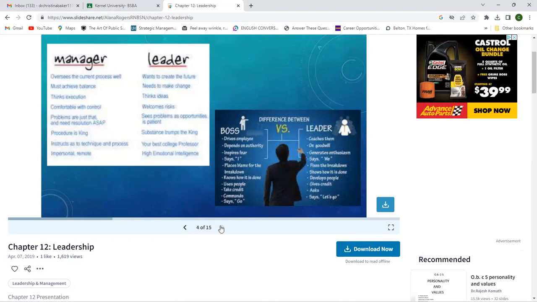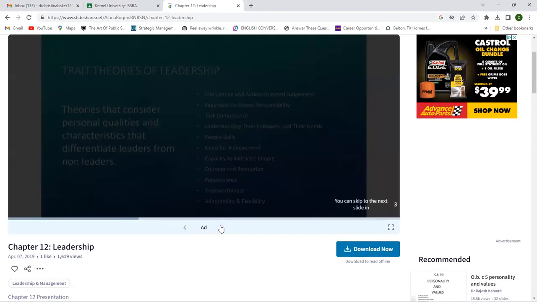A leader wants to create the future, needs to make change, thinks ideas, welcomes risk, and sees problems as opportunities. Substance triumphs; think of your best college professor, high in emotional intelligence.